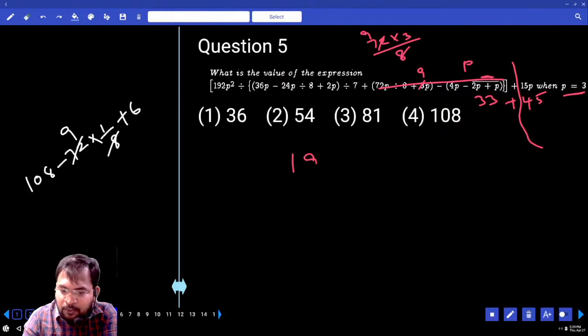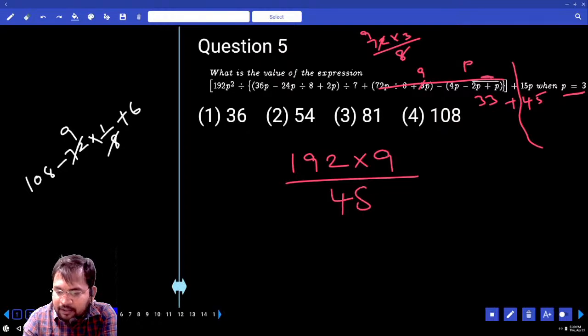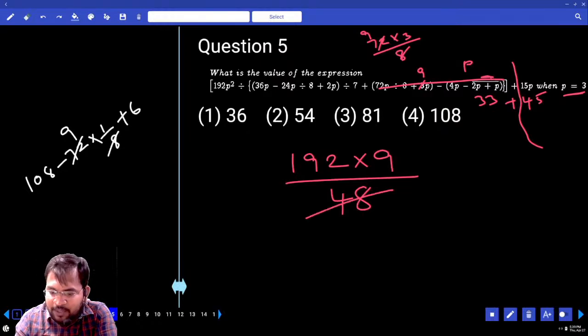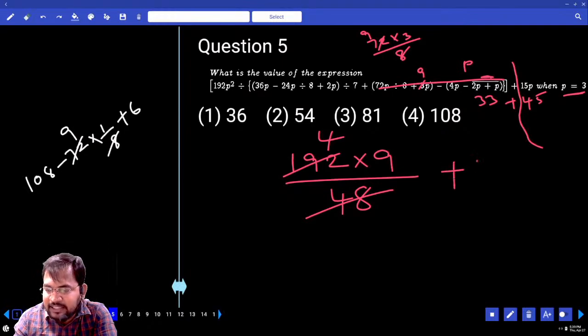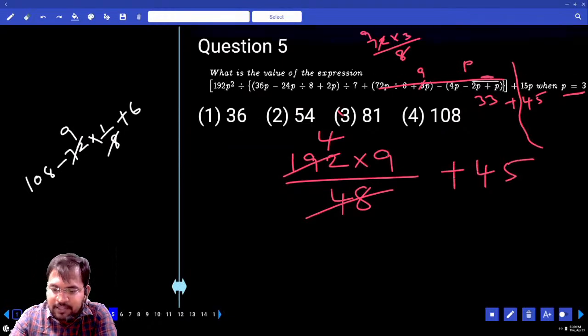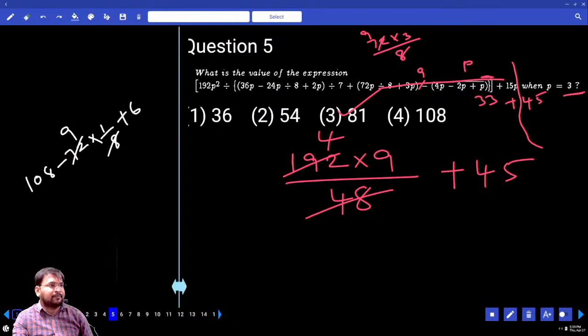Now 192, p square is nothing but 9, by 48. So 48 how many times? 4 times. 4 9s are 36. 36 plus 45, your answer is 81. Why are you not adding 45 initially? That is out of the bracket. First of all, you have to conclude inside the bracket.